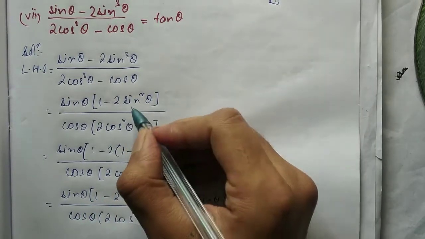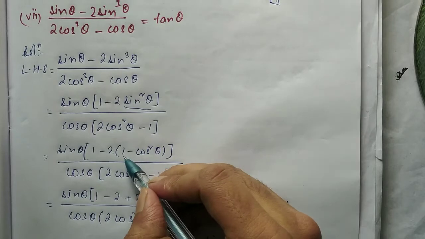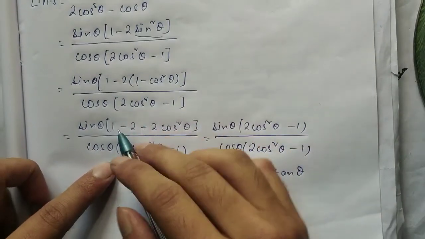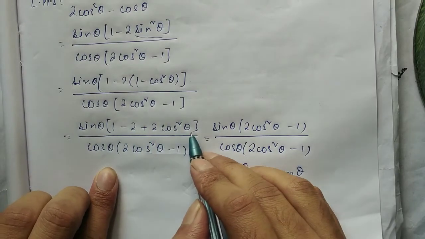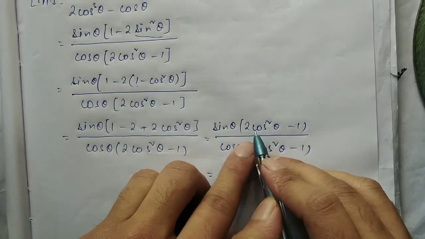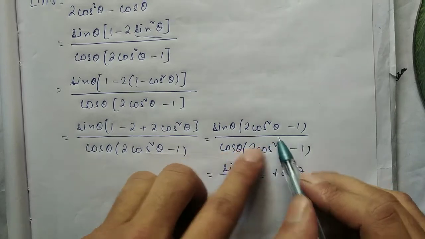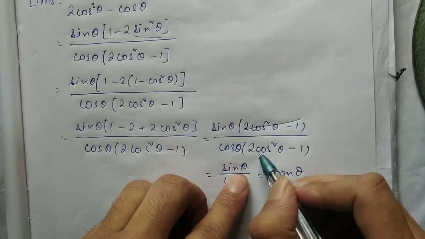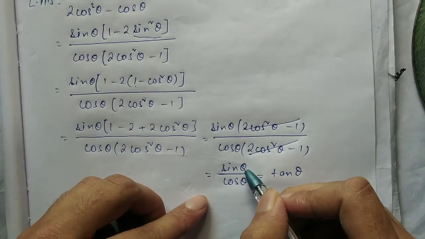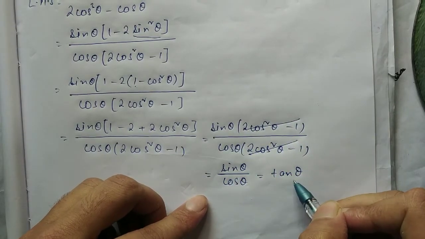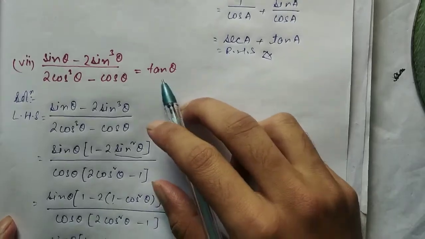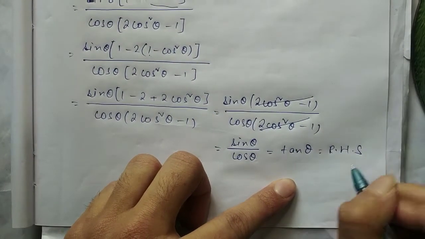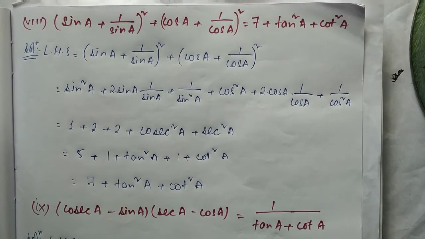Now in place of this sin square theta, we write 1 minus cos square theta. And then we break it. So we get 1 minus 2 plus 2 cos square theta. And when we solve it, we get 2 cos square theta minus 1, which is what we have in the denominator. So they get cancelled out and we remain with sin theta by cos theta, which is equal to tan theta, and which is nothing but our right hand side. So we are done with this proof as well.